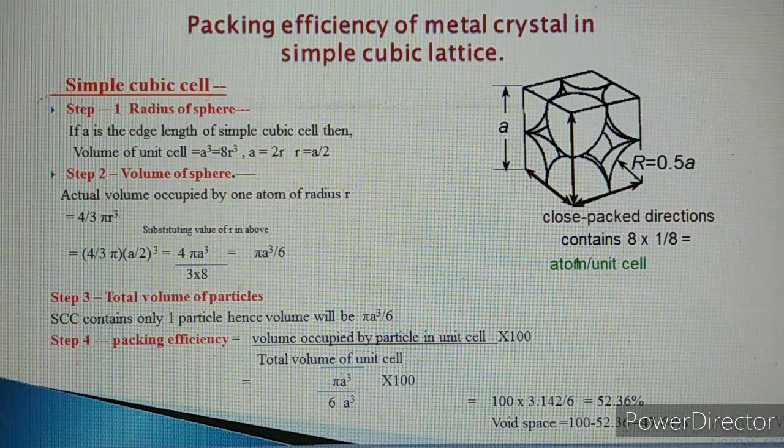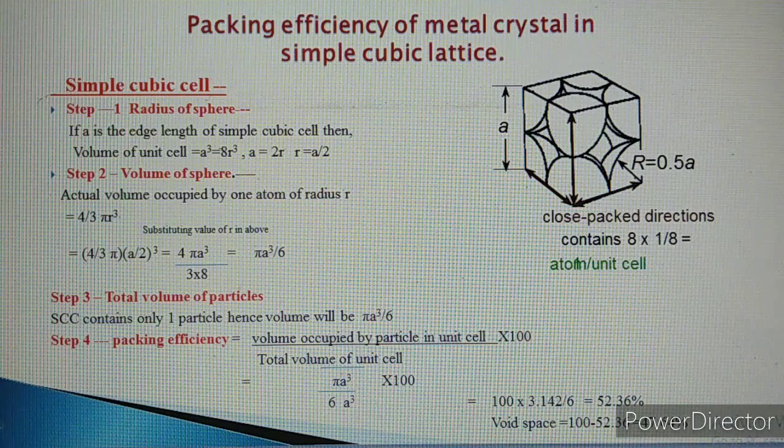So the actual volume occupied by one atom of radius r is equal to 4 by 3 pi r cube. The value of r is a upon 2, so its cube is (a by 2) cube. If we solve, we get 4 pi a cube upon 3 into 8, since the cube of 2 is 8. If we divide and multiply, we get the value.